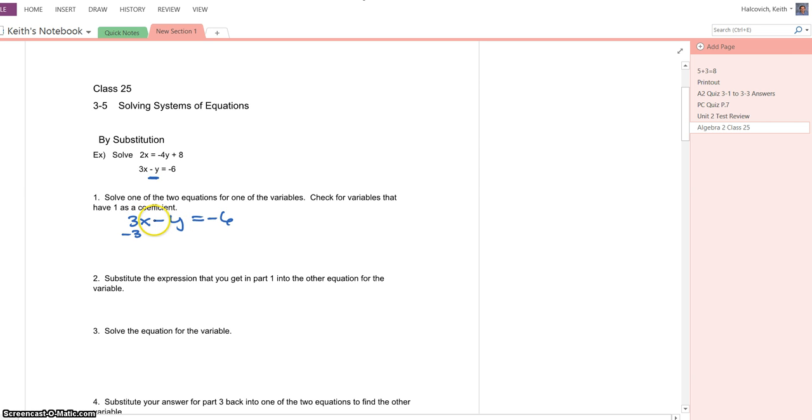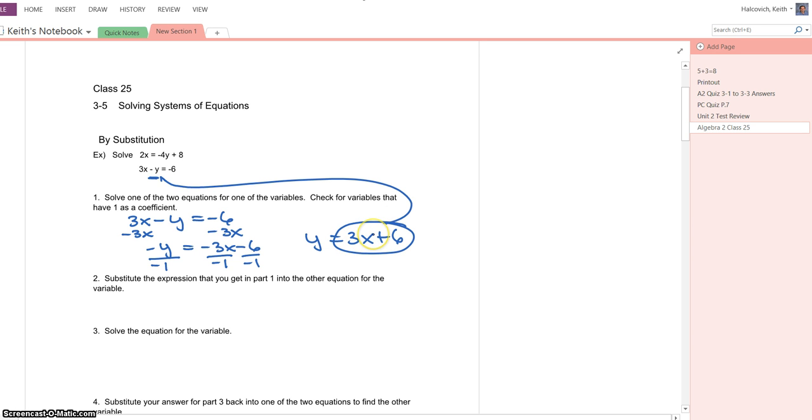So we'll take and subtract the 3x. And then divide by -1. So we get y equals 3x plus 6. So then what we'll do is we'll take that 3x plus 6 and we'll substitute it in for the y in the other equation.